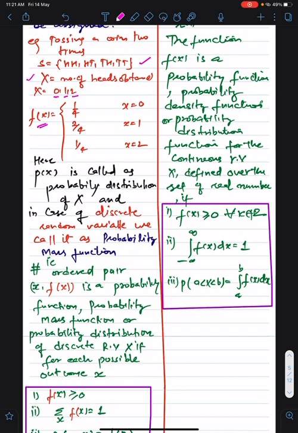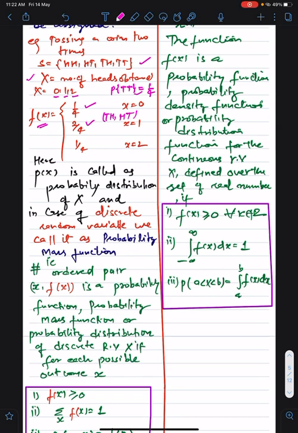If x equals 0, that means I am getting no heads, that is, getting tails. The possible outcome is 1 and the total number of outcomes is 4, so it will be 1 upon 4. If x equals 1, that means I am getting one head. The possible outcomes are head tail or tail head, so 2 outcomes out of a total of 4, so it will be 2 by 4.